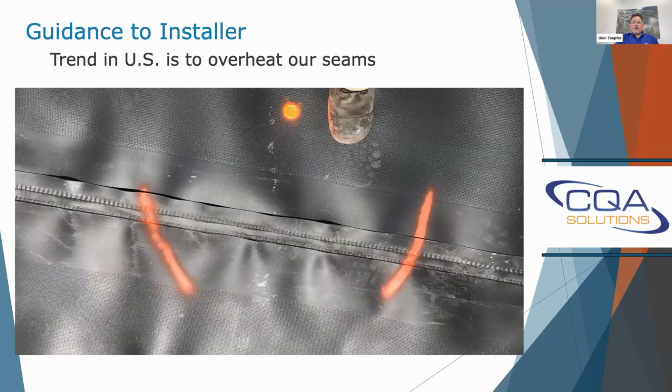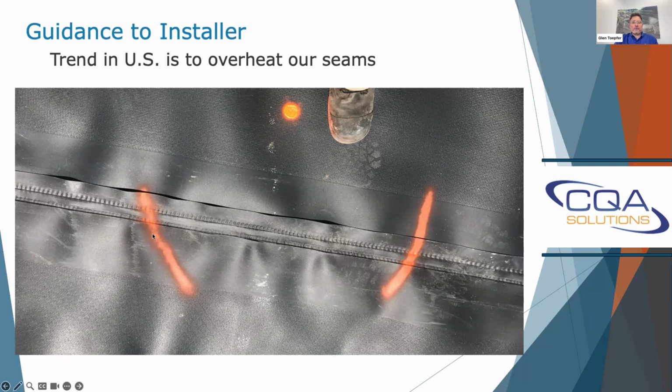As far as guidance to the installer goes, the trend here in the United States is to overheat our seams. You can see this photo here. It's a fusion seam on a 60 mil geomembrane in a cell, and it's significantly overheated. But when I talked to the installer about that, I suggested that they replace the seam, and then he argued with me, and I suggested, well, this is the worst part. You need to at least replace this.